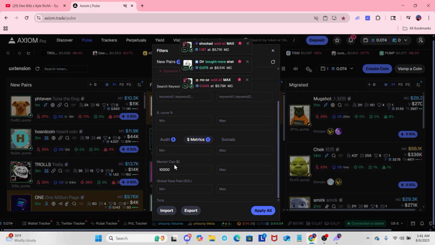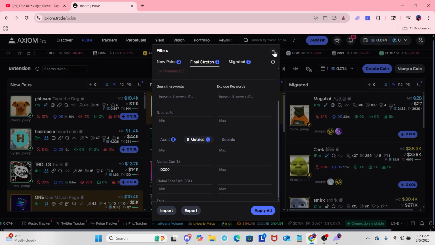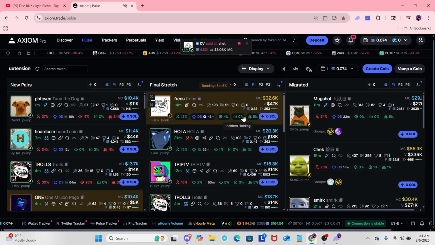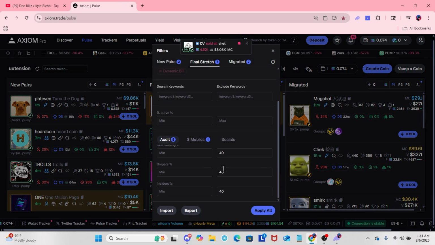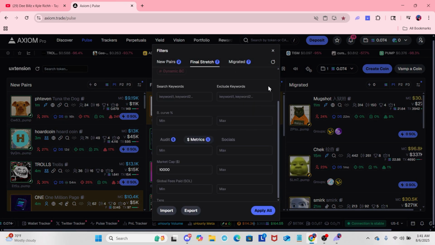As for market cap, market cap is basically volume. If y'all don't know, market cap is the main thing you want to know. It's the volume of the coin, how much the coin is going to run up. I have the market cap at 10K minimum, so I can see everything above 10K. If it's above 10K, it's getting a good amount of volume.